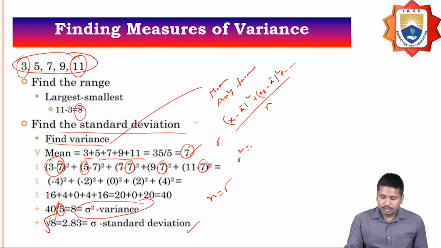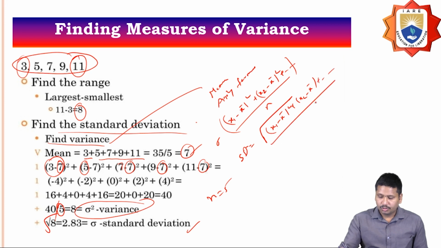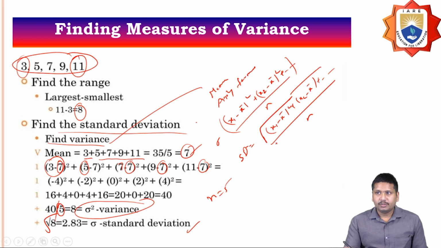And standard deviation, that is, we apply the square root of this, then you can get the standard deviation, x bar and so on, that should be divided by n. So like this we are going to calculate the mean and then the variance of this distribution.